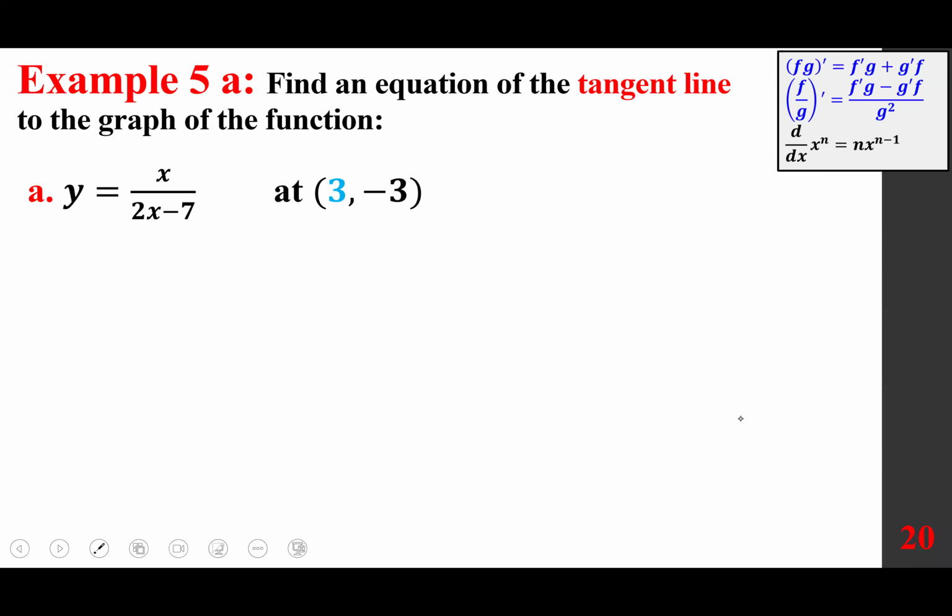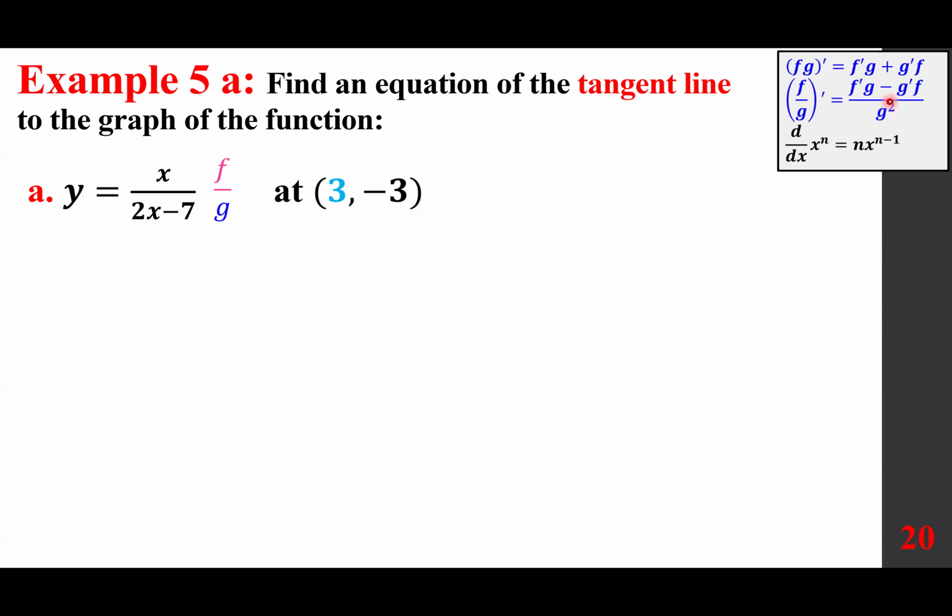Find an equation of a tangent line to the graph of the function y equals x over 2x minus 7 at 3 comma negative 3. To come up with any line, you need a pair, x comma y is given, and also you need the slope. The slope is not given, so you differentiate first.